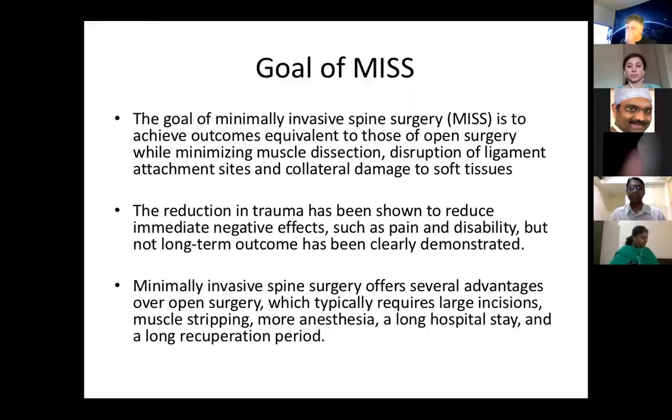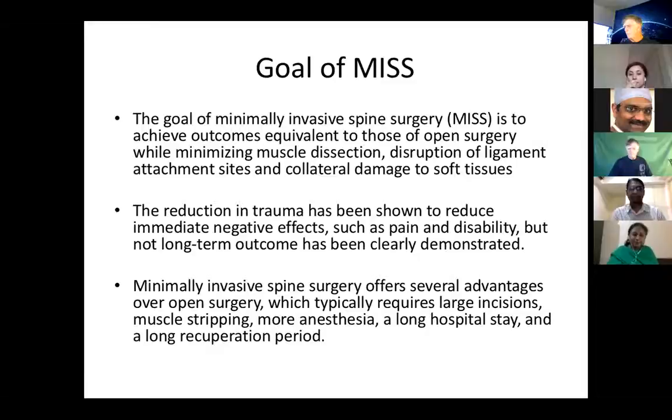So, the goal of minimally invasive spinal surgery is to achieve outcomes equivalent to those of open surgery while minimizing muscle dissection, disruption of ligaments, attachment sites, and collateral damage of soft tissues. The reduction in trauma has been shown to reduce immediate negative effects, such as pain and disability. However, from what our esteemed speakers previously have said, the long-term outcome has not been clearly demonstrated.